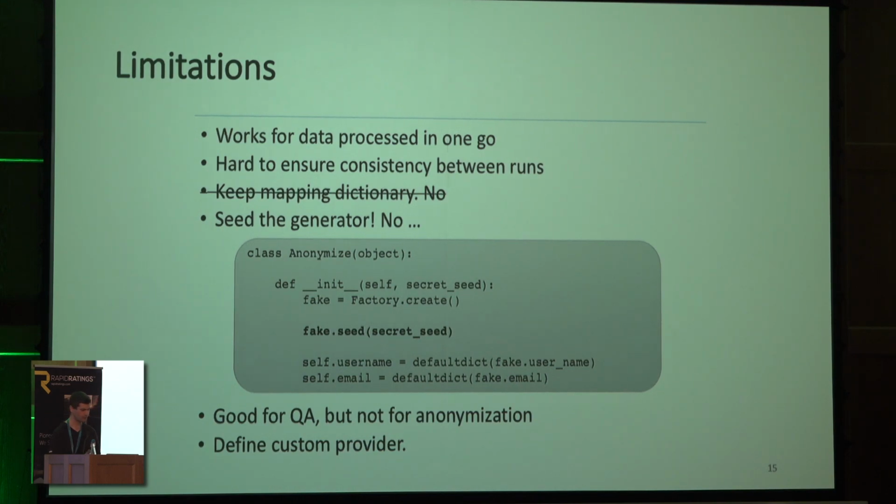So we actually tried to find a solution to that, and we thought, okay, if we seed the random number generator, we would get the same mapping all the time. It didn't really work because it really did depend on the order in which the data appears.